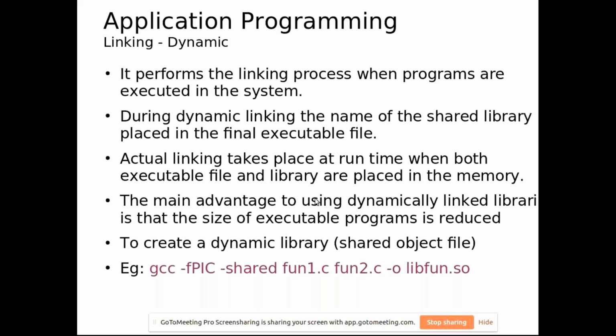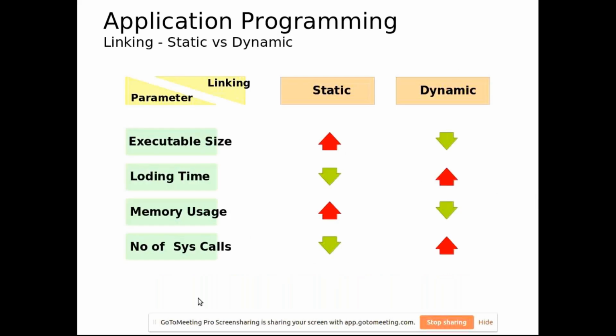Next is static versus dynamic. Executable file size will increase in static, and in dynamic it will decrease. Loading time will decrease in static, and here it will increase. Then memory usage will increase in static, and it will decrease in dynamic. The number of system calls will decrease in static, and in dynamic the system calls will increase because the executable has to get the data from the kernel layer. So that's why it's doing this.